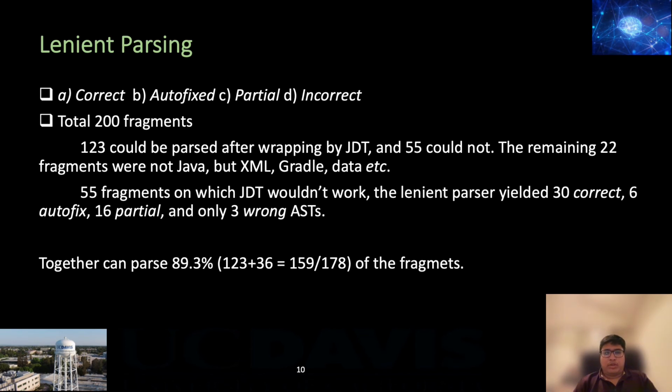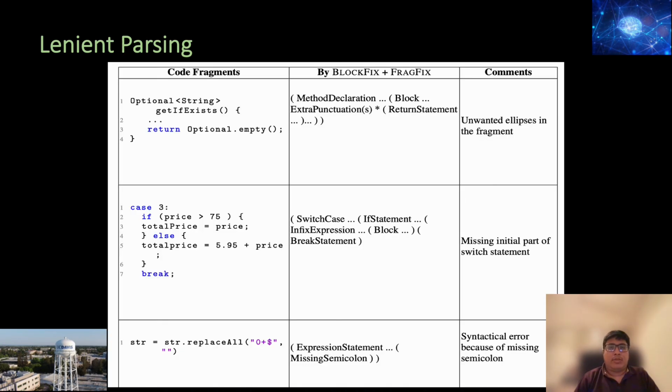Only 3 of them are wrong. So together with Eclipse GDT, this lenient parser can fix 159 fragments out of 178 ones. So that is 89.3% of all the fragments. In this slide, I will present some examples to motivate the viewers.